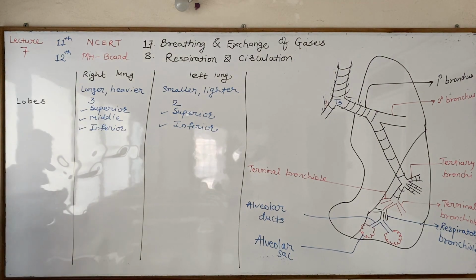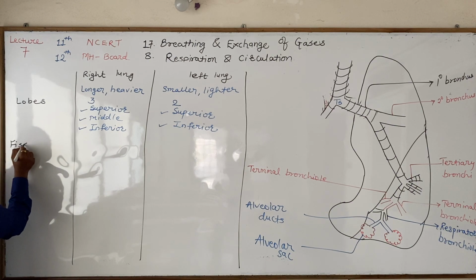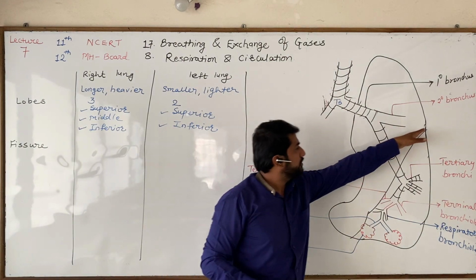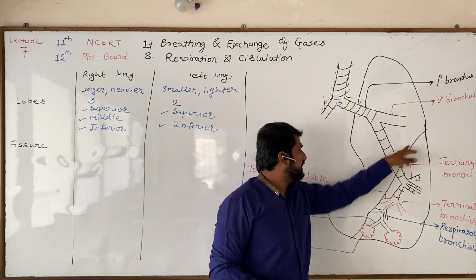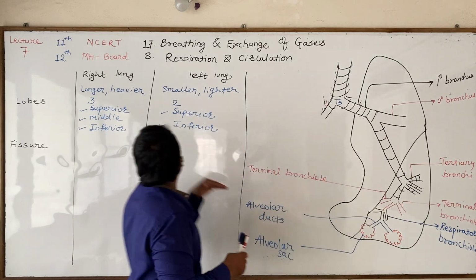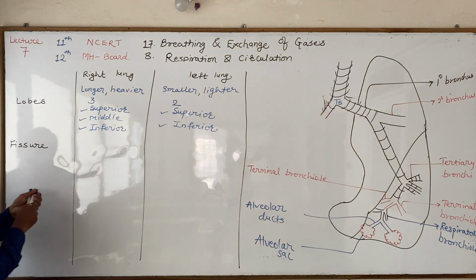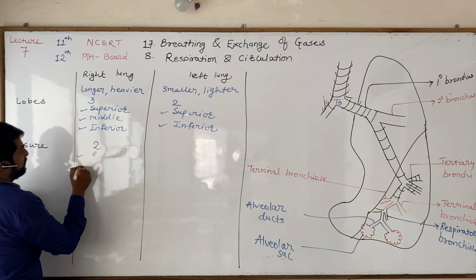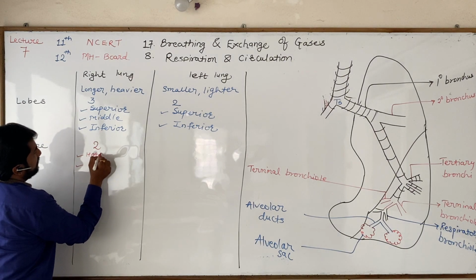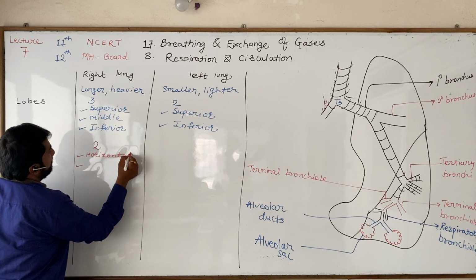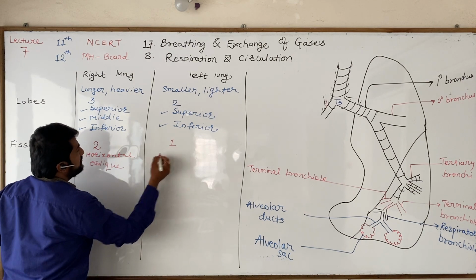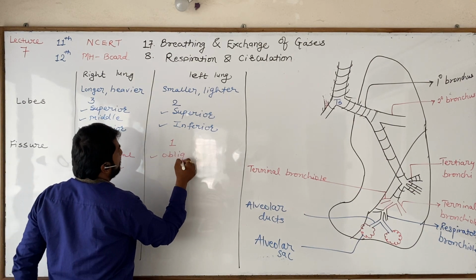Okay, when we talk about the fissure, how many fissures are present? In the last video we studied fissure. There is only one fissure in the left lung, that is known as oblique fissure, but in the right lung there are 2 fissures. One is horizontal fissure and the other one is oblique fissure. Here is only one fissure, that is oblique fissure.